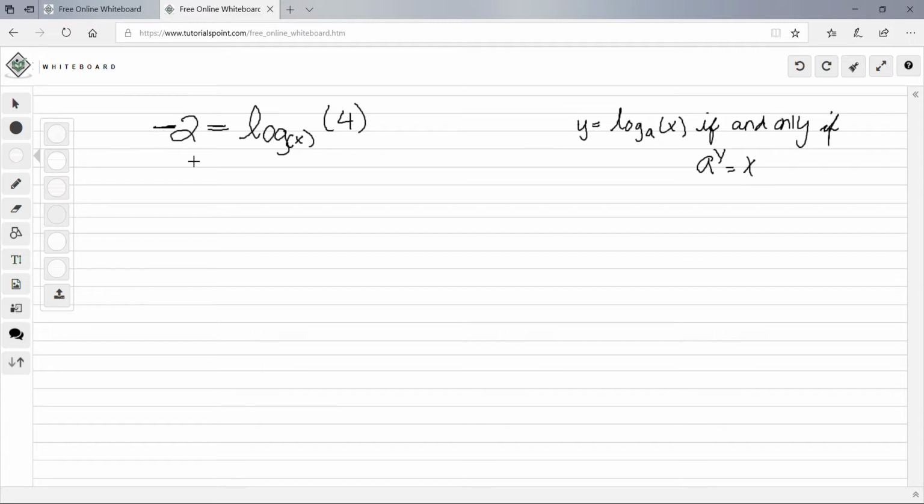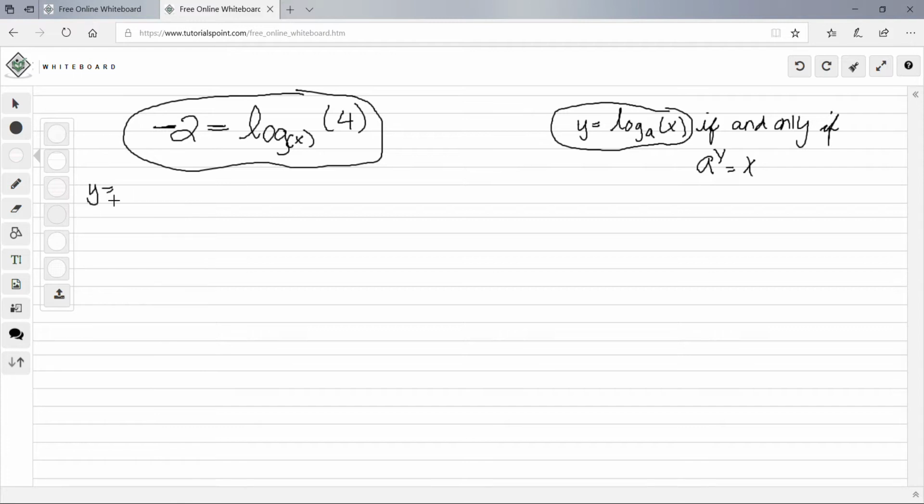So let's look at this equation: negative 2 equals log base x of 4. What does this look like? Does it look like this equation, or this equation? It looks like this one, right? So let's figure out our a, our x, and our y. What do you think our y is? It's always on the right or the left side, so our y is going to be negative 2.